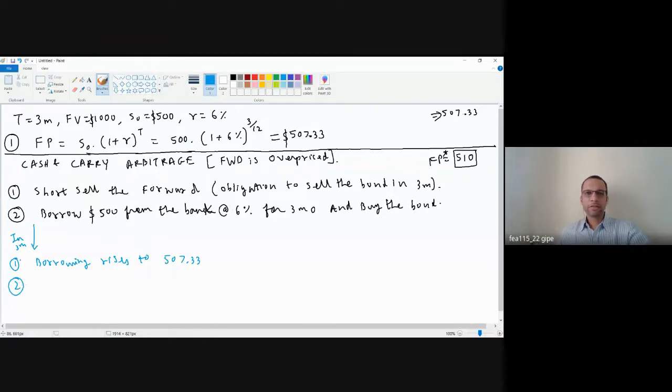Also, in 3 months, my forward is expiring. So naturally, I need to exercise my side of the trade, because I have to make good my side, and I am holding a short position. So I have to sell the bond. In 3 months, I sell the bond at the pre-agreed price of 510, because this is the price which the party had agreed to, FP star. I sell the bond at 510 because I already possess the bond; I purchased it earlier. Now I sell the bond at 510, and my profit becomes 510 minus 507.33, because out of this 510, I need to return 507 to the bank. Whatever difference remains, roughly 2.6 units or $2.6, becomes my arbitrage profit. This is what we call a cash and carry arbitrage, and this happens whenever a forward contract is overpriced.